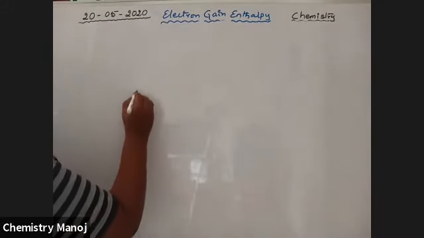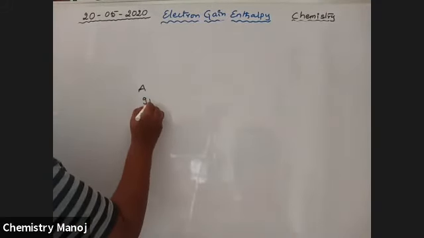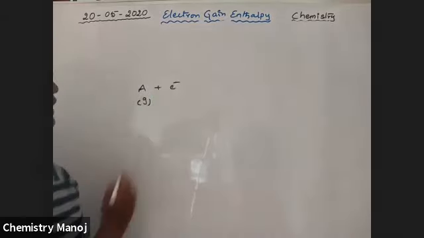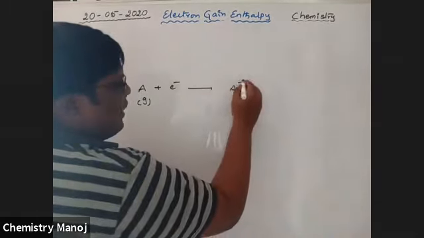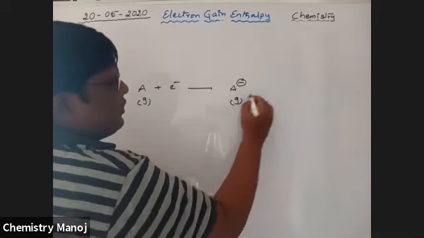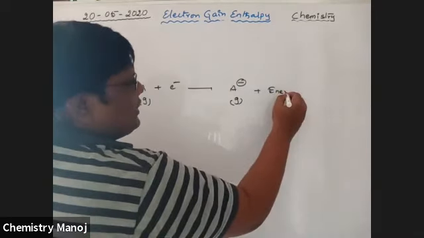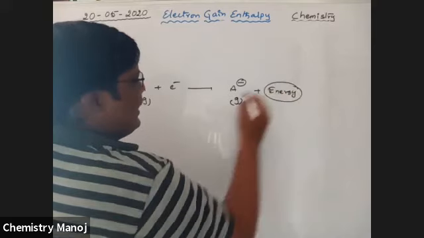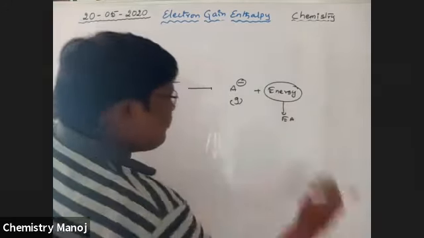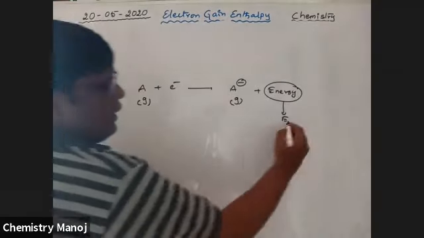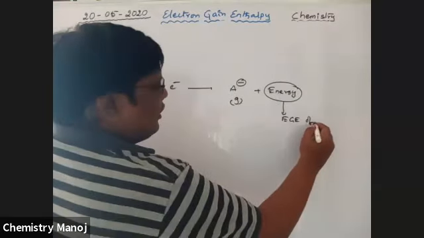Now, when one electron is added to an atom A in the gaseous state, it is converted into an A minus ion in the gaseous state, and some energy will be released. This energy is called electron affinity, sorry, electron gain enthalpy of A.